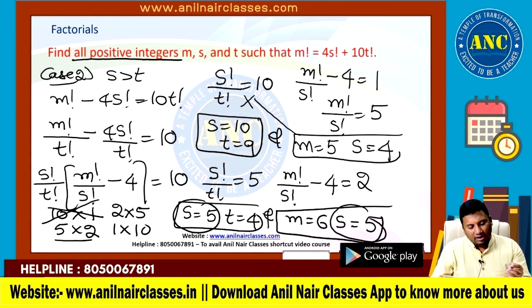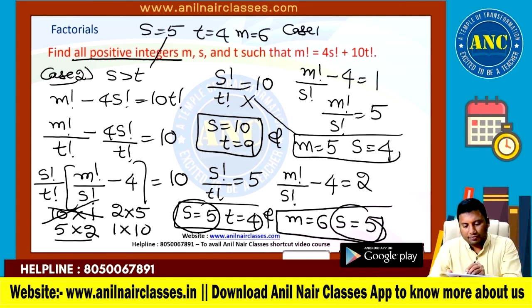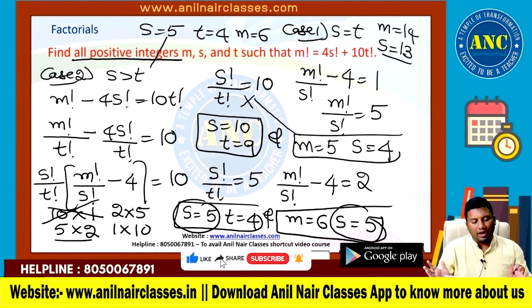So how many values are we getting? Here s is greater than t. I got one value. s is 5, t is 4 and m is 6. Case 1. s is equivalent to 2. So what is the value that we got? m 14. m value 14, s value 13. So two values which we got.